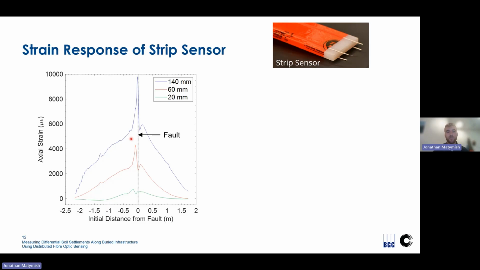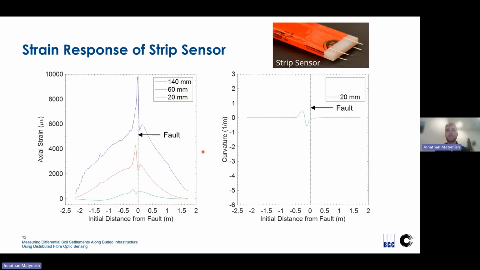However, the additional piece of information we get with the strip sensor is curvature, which is shown here for 20 millimeters of fault offset. And you can see that we get this double curvature profile that is localized at the location of the fault. As we increase fault offset, you can see that curvature increases, but still remains localized at the fault.